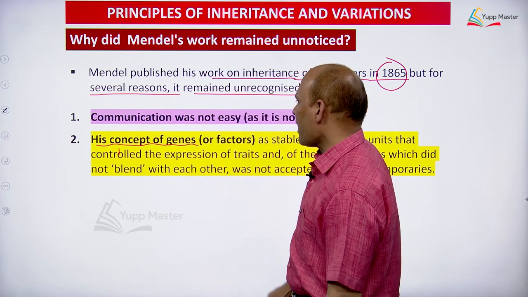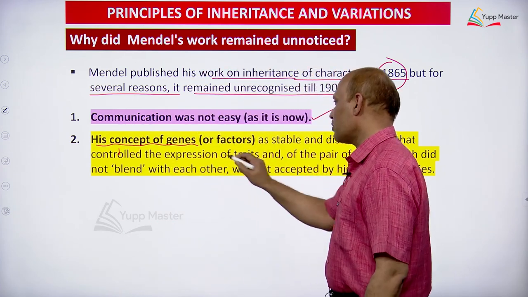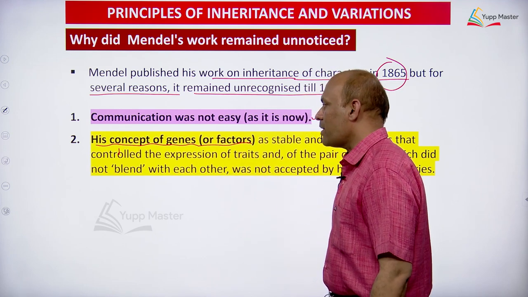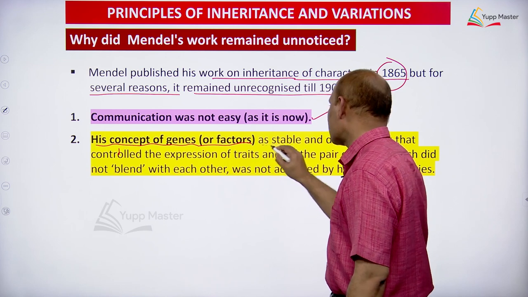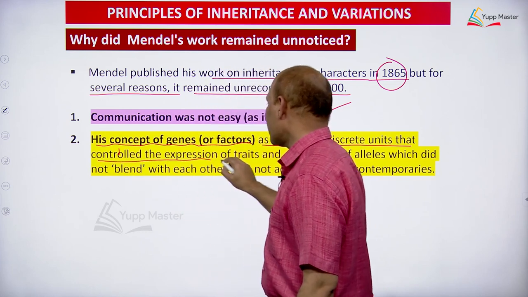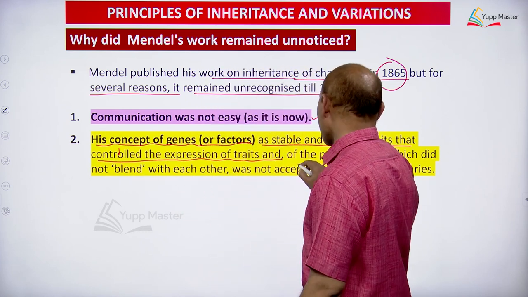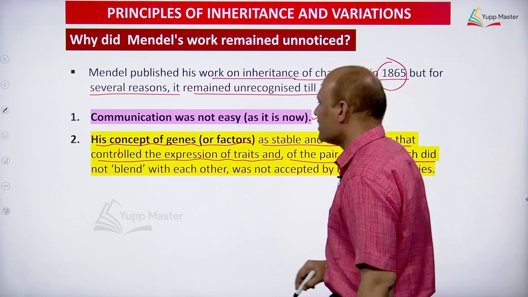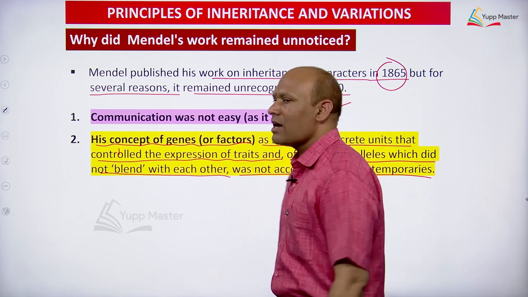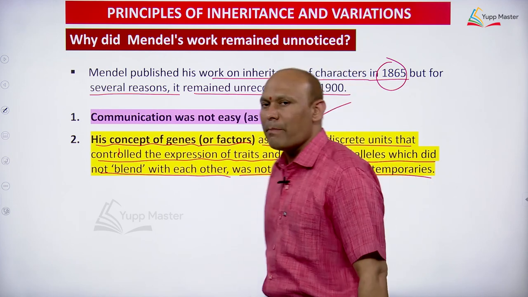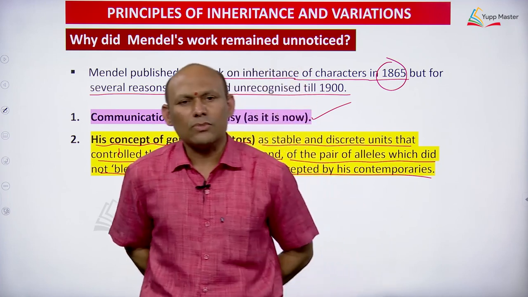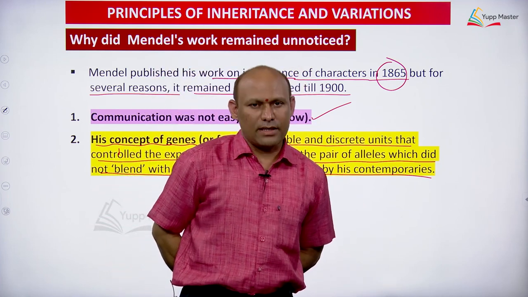The concept of genes, meaning factors, is a pure NCERT statement. Mendel's concept of genes, or factors, as stable and discrete units that control the expression of the traits, and of the pair of alleles which did not blend with each other, was not accepted by his contemporaries. You need to remember this; it is very important. What did Mendel exactly say?